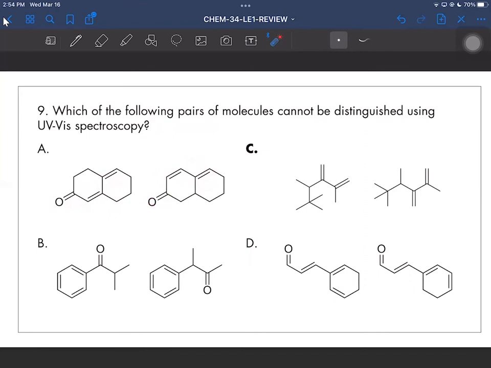So since they have the same conjugation system, what would make them different, or different ba sila? And it turns out they are different dahil sa different connectivities nila. So let's look at yung alkyl substituents nila.